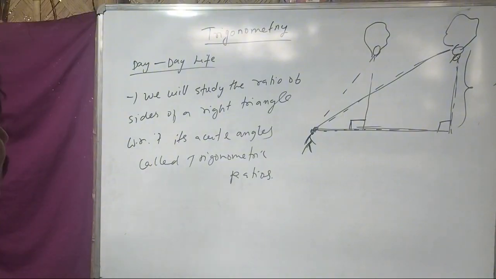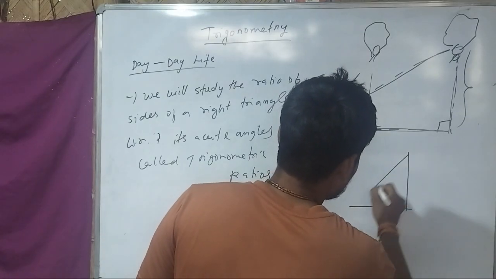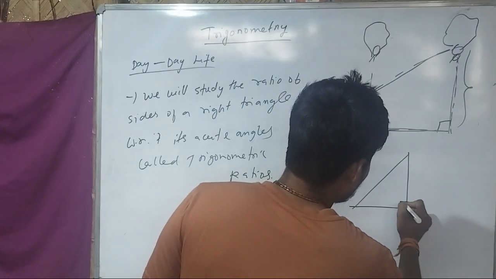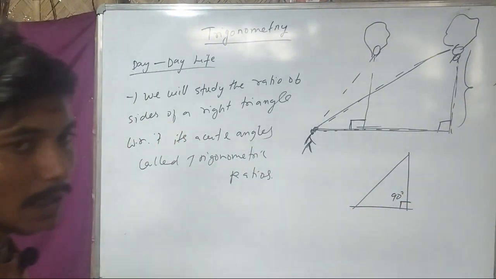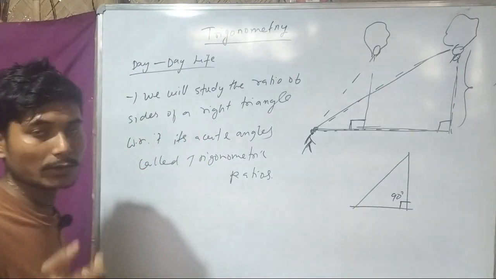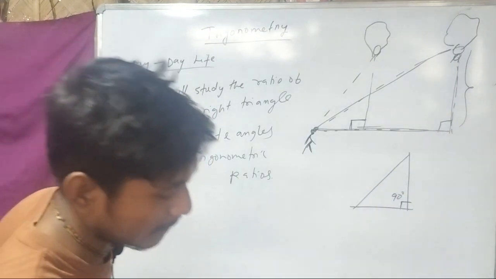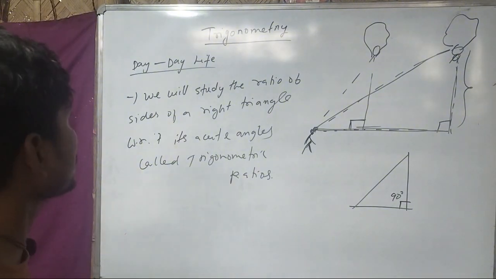Actually, in this chapter we will study the ratio of the sides of a right triangle. This is a right triangle. Do you know what a right triangle is? The angle which is making 90 degrees with the ground. This angle will be 90 degrees. This is called a right angle triangle, and an angle less than 90 degrees is called an acute angle. So up to this much is clear.